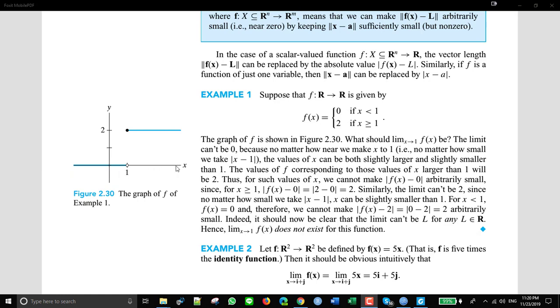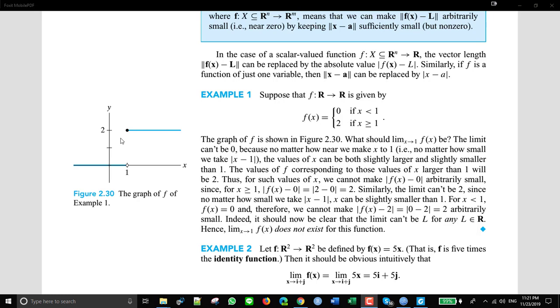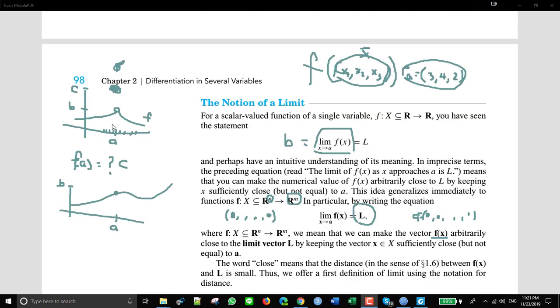But on the other hand, as we get close to 1 from this side, the height is always up here, which is 2. So that's different than this one, where if you came from this side and this side, you got the same thing. So in this case, remember from your calculus class that we say the limit doesn't exist, whereas in this case, we say the limit does exist, it's equal to b.